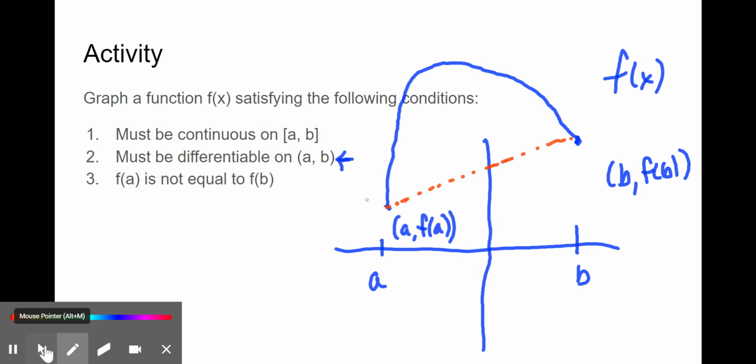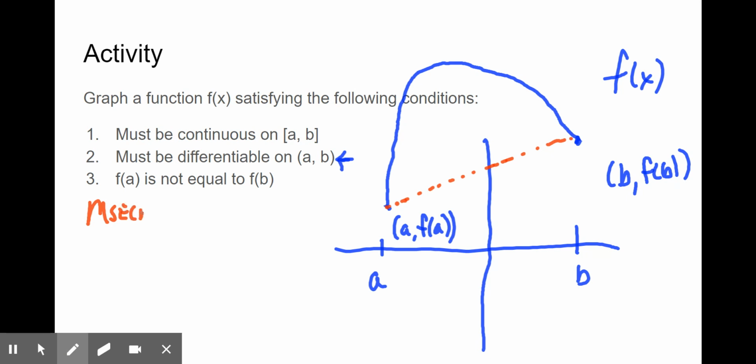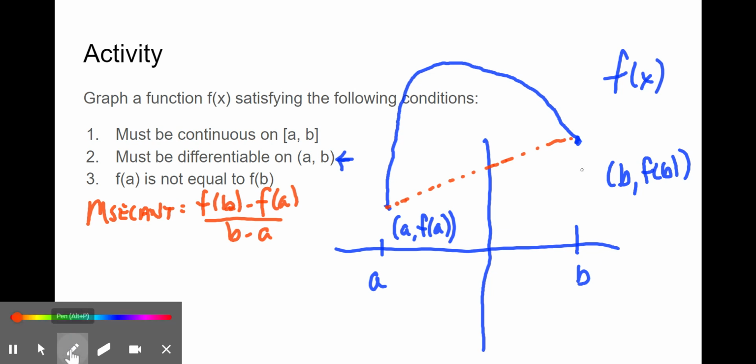Okay, I can find the slope of that line, certainly, because I have 2 points. So the slope of that secant line is f(b) minus f(a) over b minus a, right? Delta y over delta x. Okay, y2 minus y1 over x2 minus x1. Now, my question to you is, can you find a place on this graph of f of x where the slope of the line, the orange line that I just drew, is the same as the slope of a tangent line somewhere along this graph of f of x?